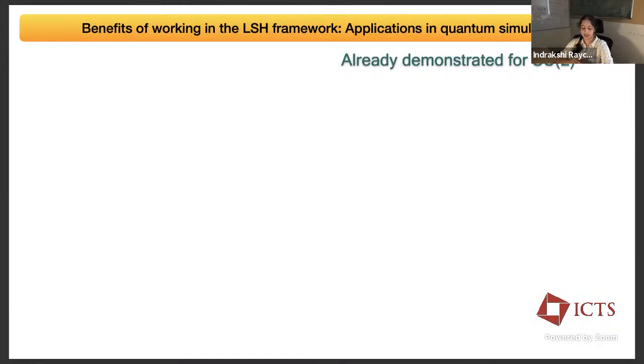Okay, so I think our time is almost over, so I'll very quickly go through some of the applications. Another thing is why would one consider the Loop-String-Hadron framework? For SU(2) gauge theory, we have seen several important applications of the LSH framework in the context of quantum simulation. I'd like to mention a few of them.